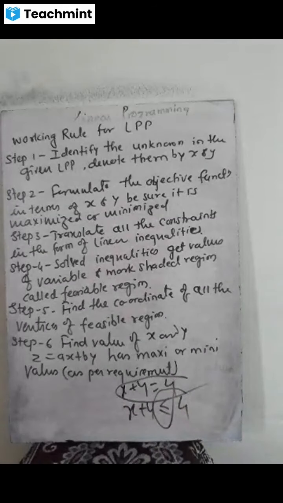So you have to solve the given inequality, get the variables, and mark the feasible region. After getting the values of the coordinates x and y, you have to mark the region. This region we call the feasible region. Then lastly you have to find the corner points, and after getting the corner points and the values of x and y, you put them in the given equation z equal to ax plus by, and then, according to the requirement of the problem, we find whether the given equation has a maximum or minimum value.